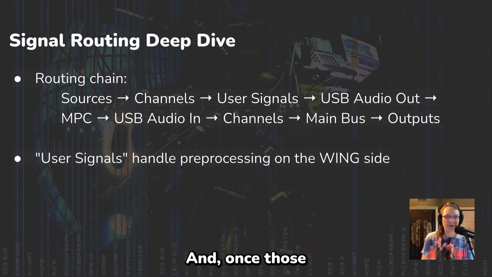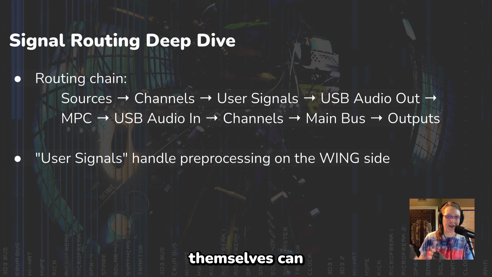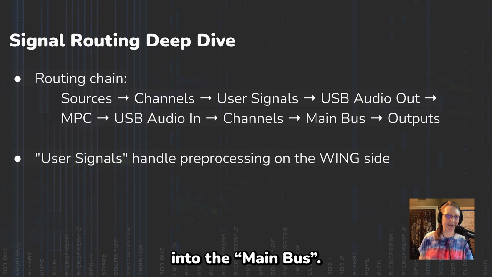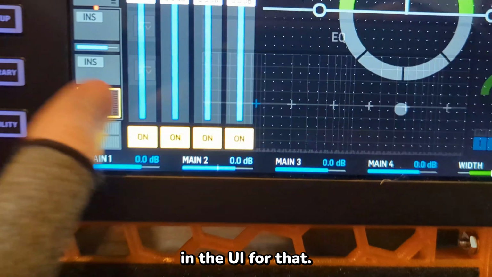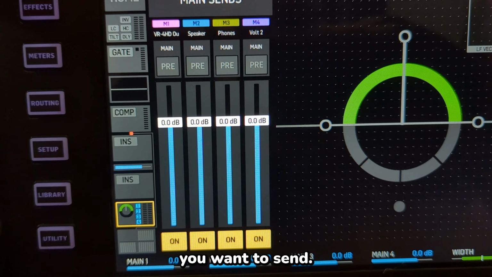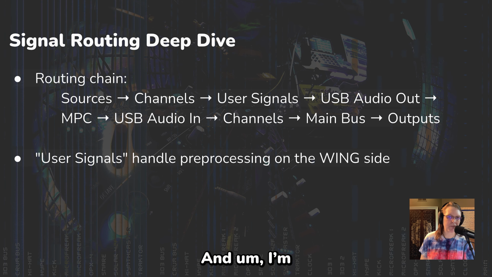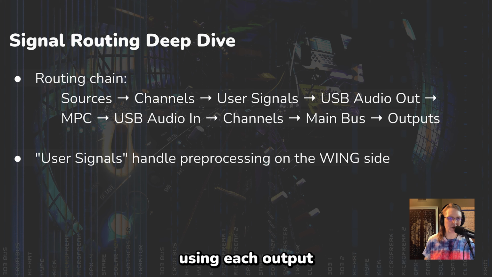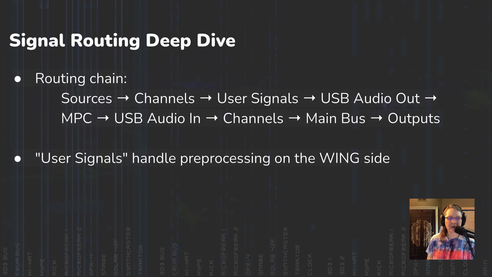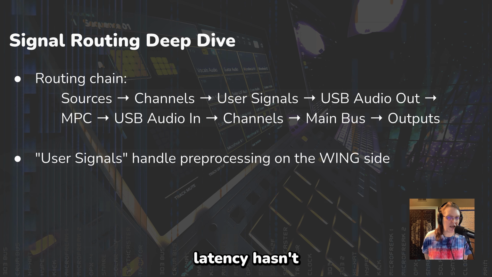And once those inputs have been assigned to channels, the channels themselves can get hooked into the main bus. There's a special little place in the UI for that. You just click which main buses you want to send to. The Behringer Wing has 4 stereo outs, and I'm routing the signal to all 4 of them, using each output for a different purpose, like monitoring, external recorder, etc. And as I said, the audio passes through the Wing twice, but latency hasn't really been a concern.